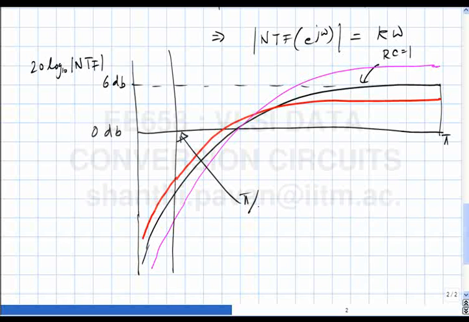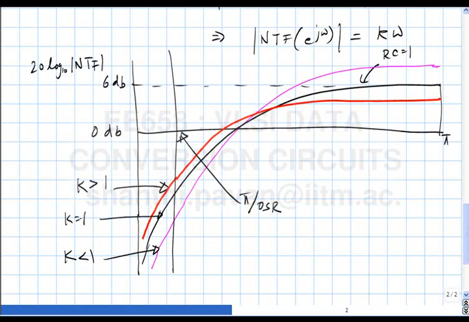This is pi by OSR. This is K greater than 1. This is K less than 1. This is K equal to 1. Does it make sense? Okay.